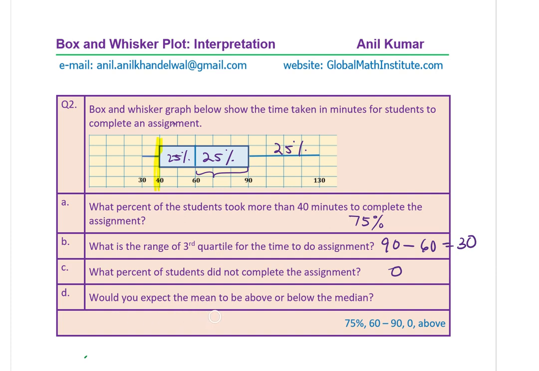Would you expect the mean to be above or below the median? Since we have an outlier on the right side, the whisker is longer on the right, correct? So that means the mean will be above, or it will increase, so it will be above the median. Is that clear to you? So that is how we can answer such questions.